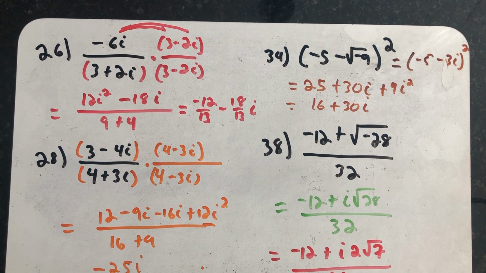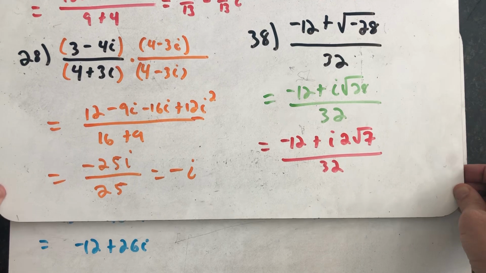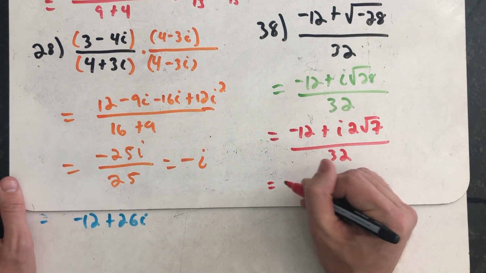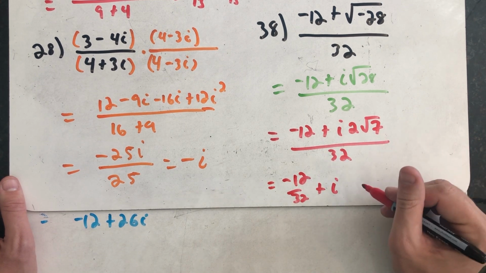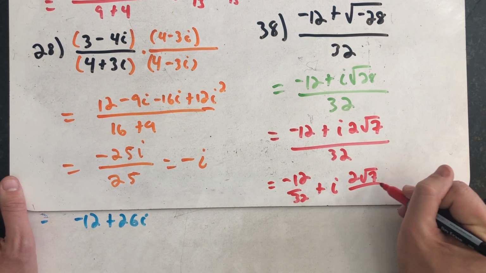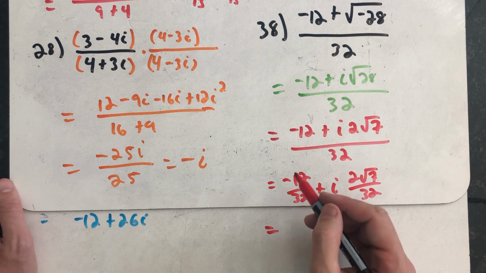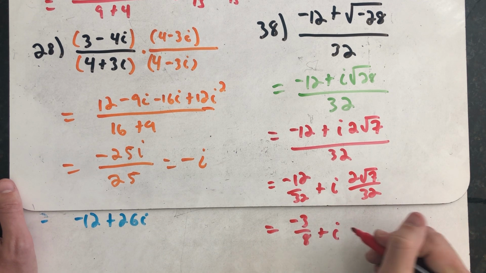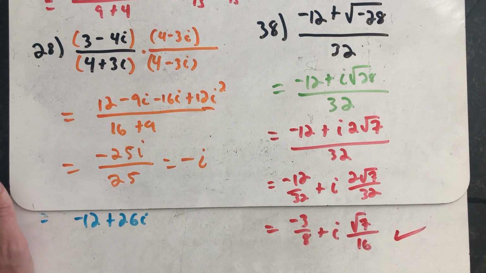To write it in standard form, I need to actually do the division. I could use just a little more room, so I'm going to cheat and use the board below. Here we have -12 over 32 plus i times 2 root 7 over 32. And now we get to reduce our fractions. Both of these values are divisible by 4. I end up with -3 over 8 plus i root 7 over 16. And that's our final answer.